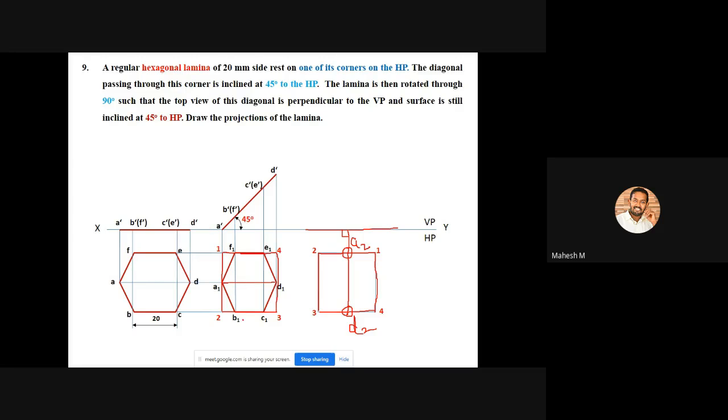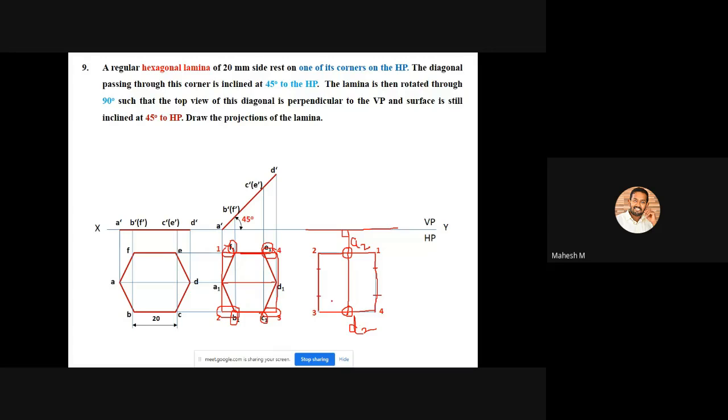Next, you can mark the remaining 4 points. That means you can mark B1 and C1 and also E1 and F1. So B1 is nearer to 2. So you can measure this distance and replicate the same distance exactly here, and you can measure the distance between 3 and C1. You can mark the distance here, and you can measure the distance between 4 and E1. So you can mark the distance here, and also you can measure the distance from 1 and F1. Okay, you can mark this distance here.